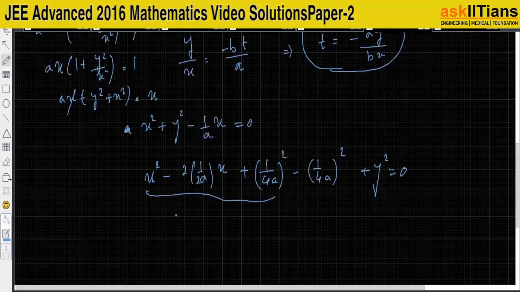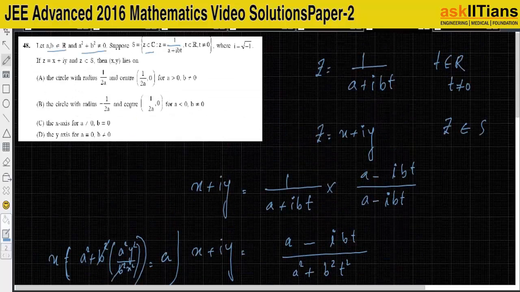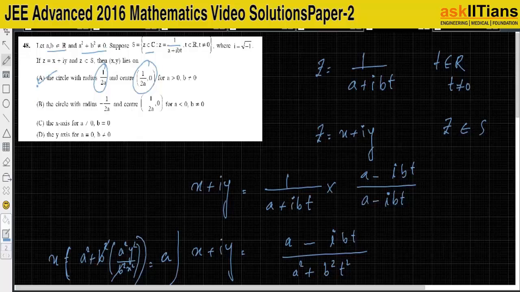Now this is a perfect square, so I can write this quantity as x minus 1 by 2a whole square plus y square is equal to 1 by 2a whole square. So what is the center and radius? Center is (1 by 2a, 0) and the radius is 1 by 2a. Now check: the radius is 1 by 2a, center is (1 by 2a, 0). So this is the correct option.